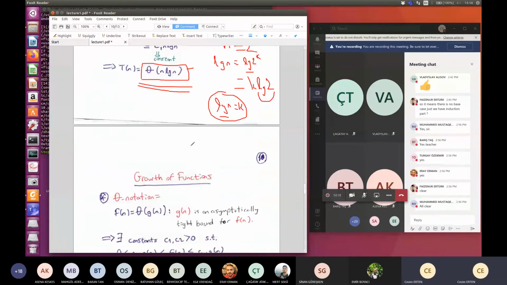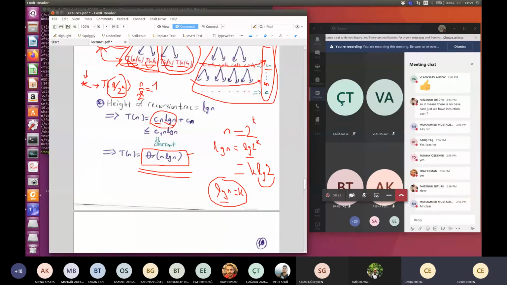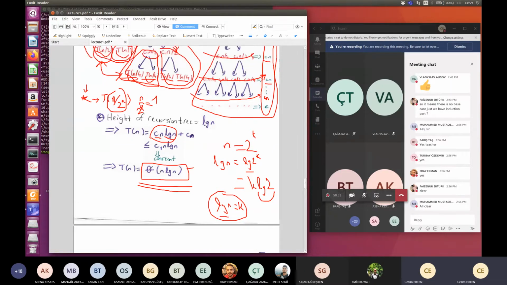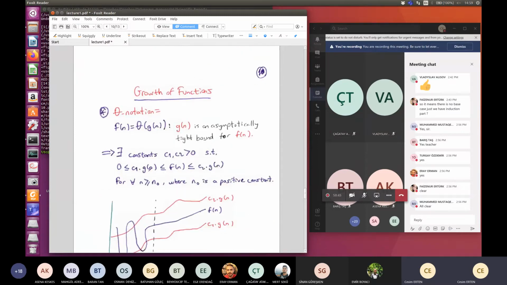We will do that later on, but let's first concentrate on what the formal definitions of these asymptotic notations are, for instance the theta notation or the big O notation. So far, we kept using this theta notation without giving an explicit formal definition. Let's now try to formalize our definition of these asymptotic notations.